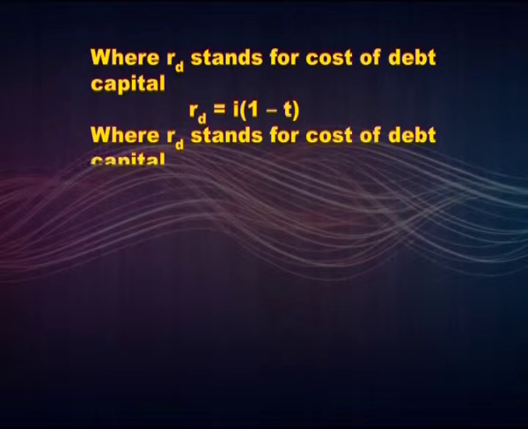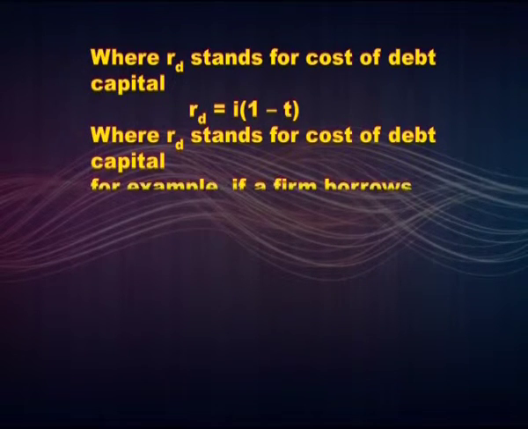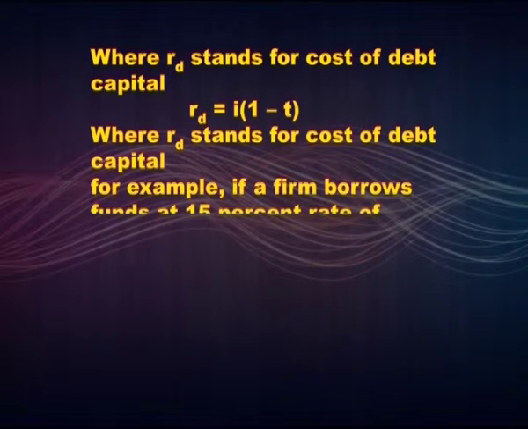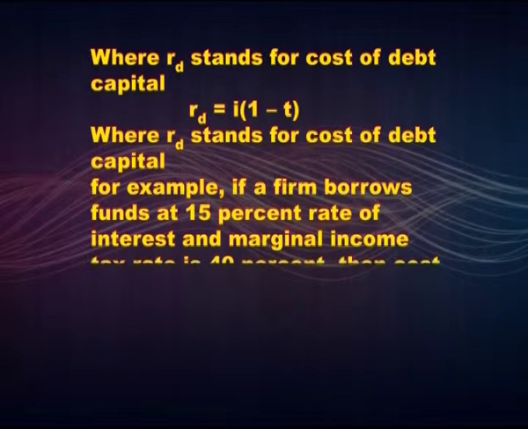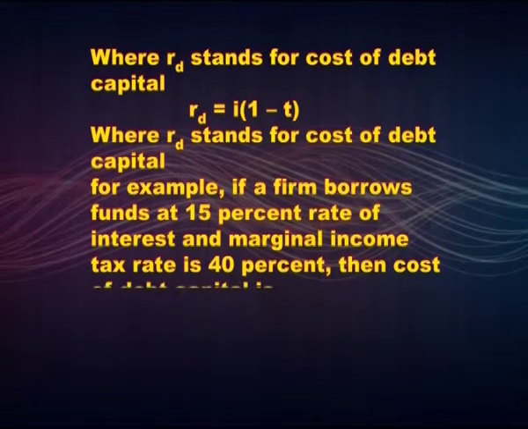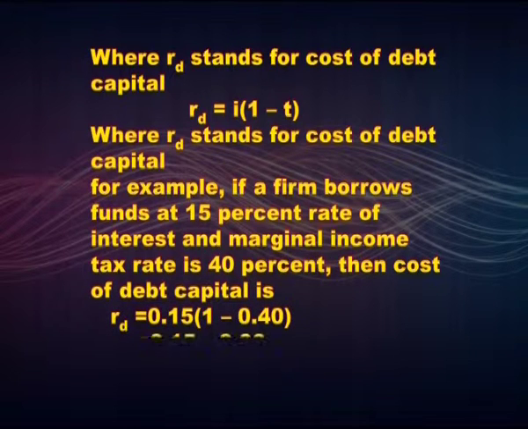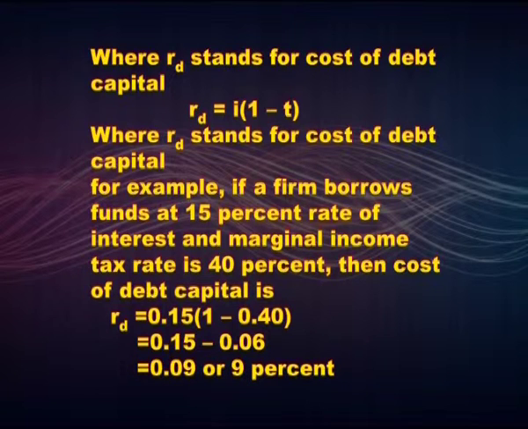Here RD stands for cost of debt capital. For example, if a firm borrows funds at a 15% rate of interest and the marginal tax rate is 40%, then the cost of debt capital is RD equals 0.15 times (1 minus 0.40), which equals 0.15 minus 0.06, which is equal to 0.09 or 9%.